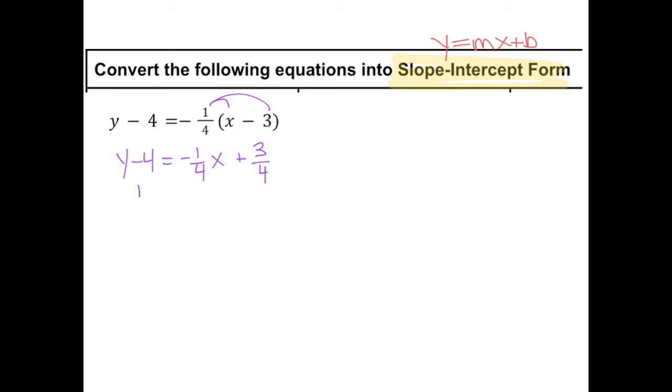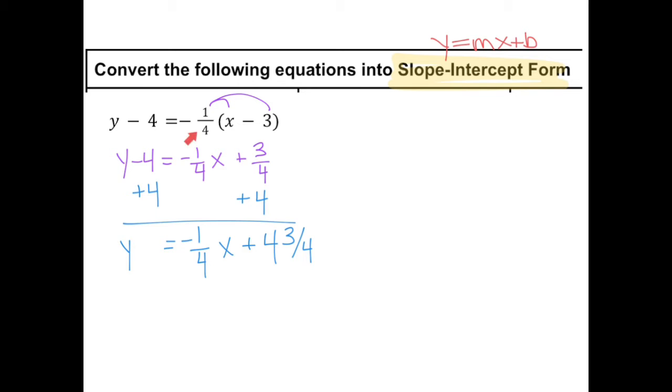After this, the only step remaining is to add the 4 to both sides, and that is my last step because at that point I will have y equals mx plus b, and I'm okay to leave my b there as a mixed number.